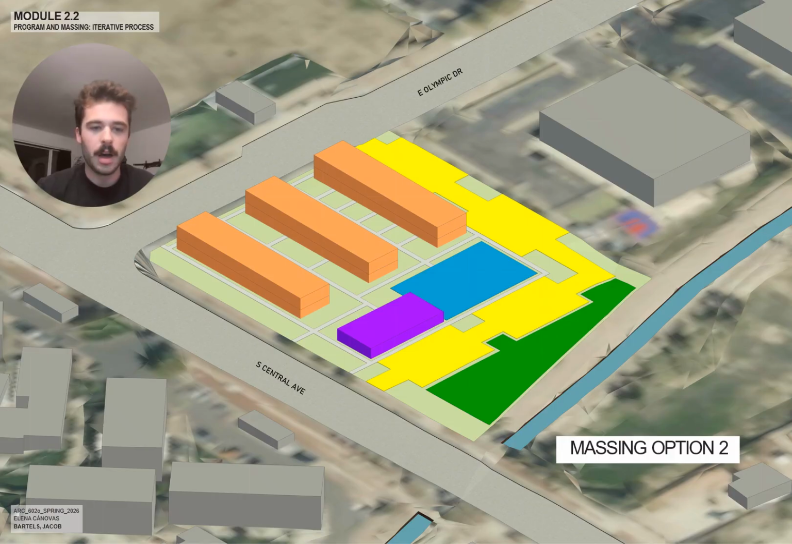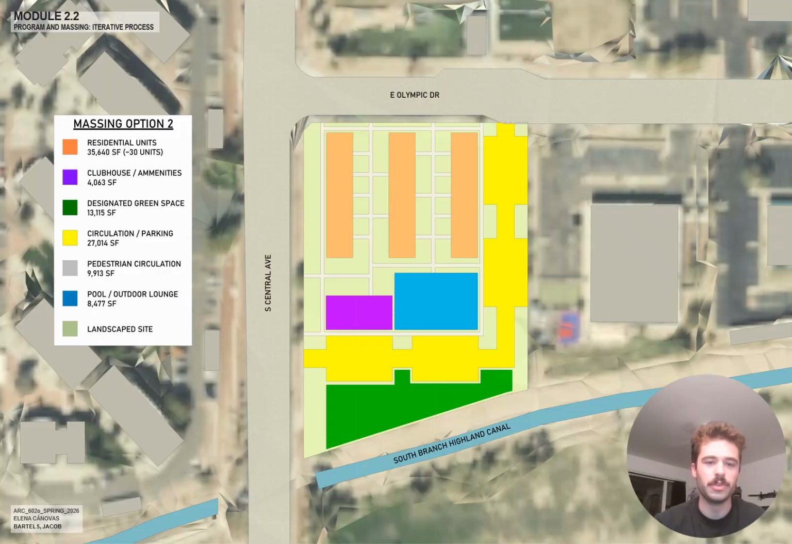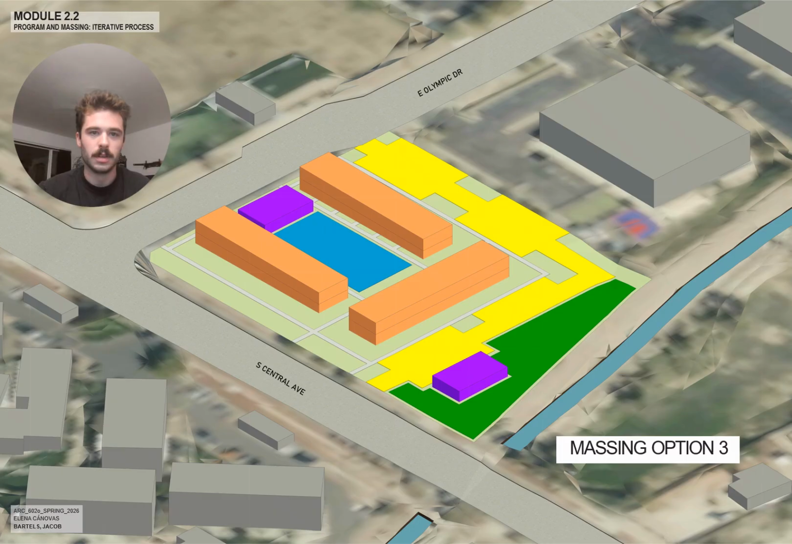The second massing option has a much better balance of residential, amenity space, still activating that canal. But it doesn't quite feel connected in terms of residential to canal and also pushing that residential all the way out to the street. Here's the plan and square footages for massing 2.